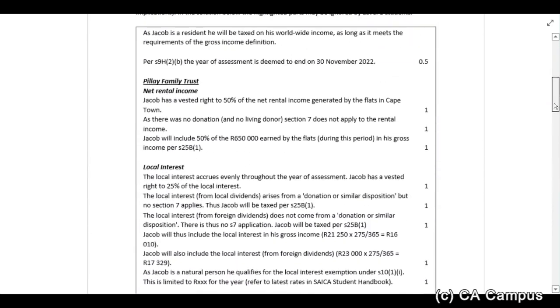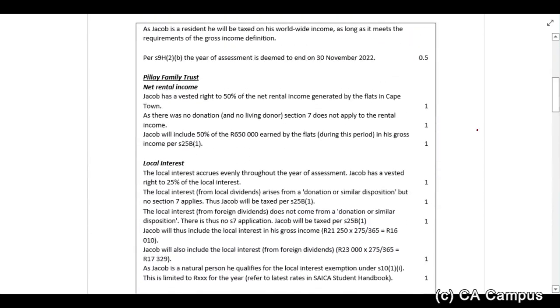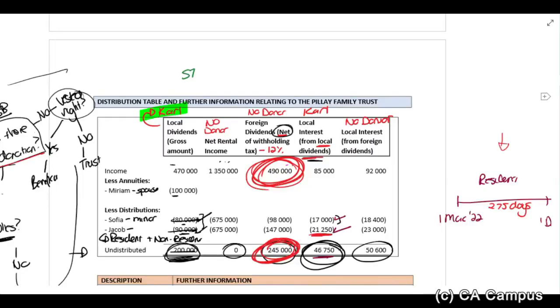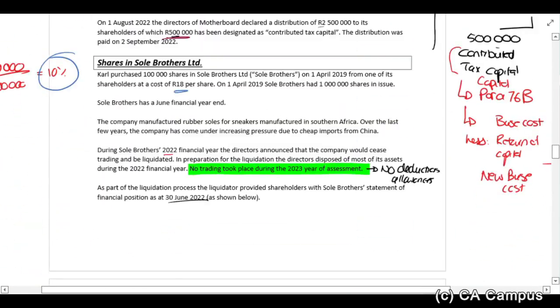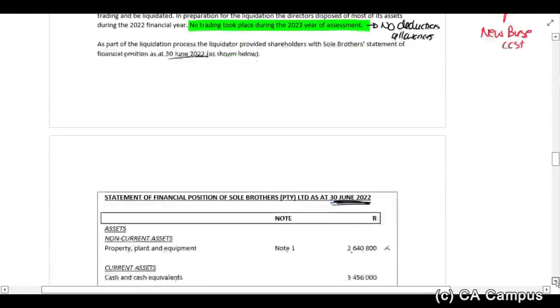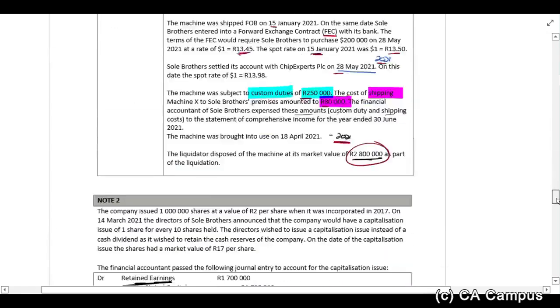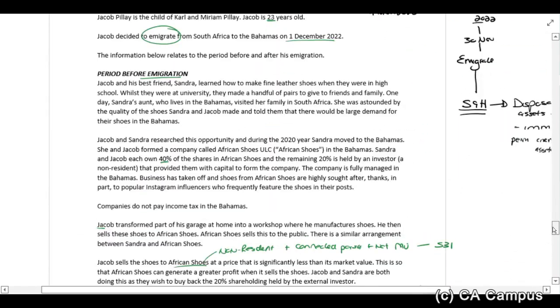All right, so what I'm going to do is talk you through. You've got the solution in front of you. I'm going to remind you of the different parts of it and how it all comes together. Okay, so a couple of things. Let's go down to Jacob and just remind ourselves.